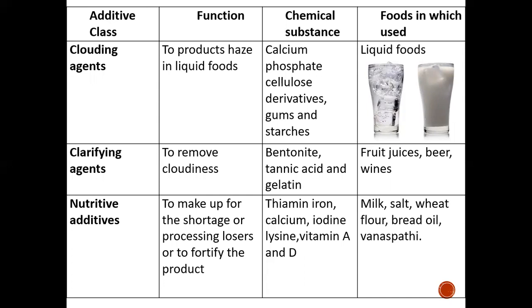For example, in the case of beer, wine, and fruit juices, all these packaged fruit juices contain clarifying agents, because they should be very clear, without any clouding. So tannic acid, gelatin, etc. are used so that it is clear.